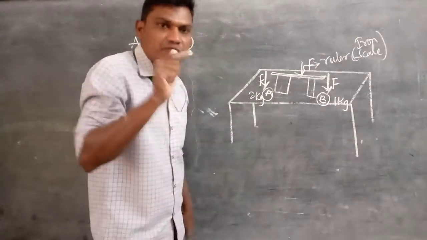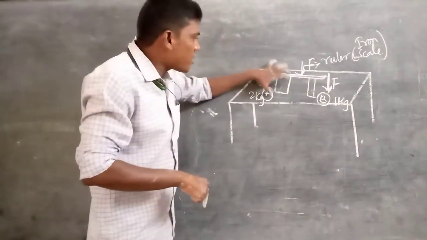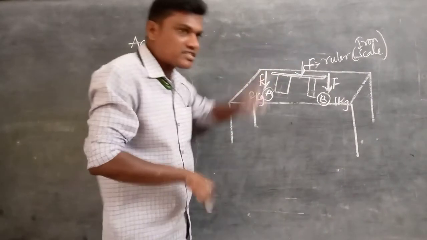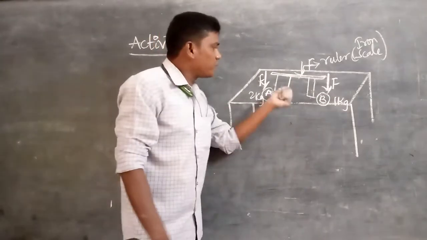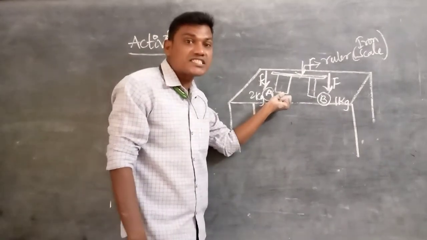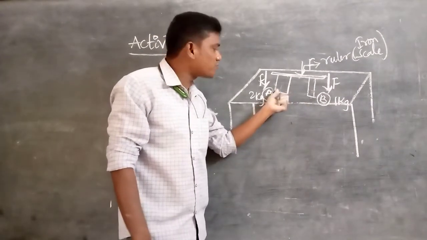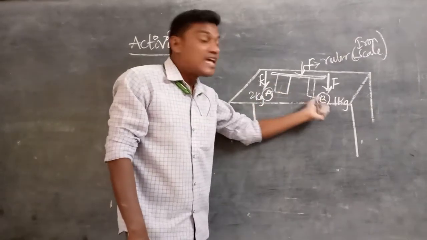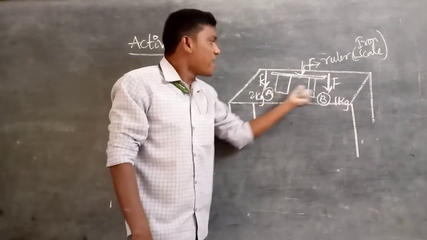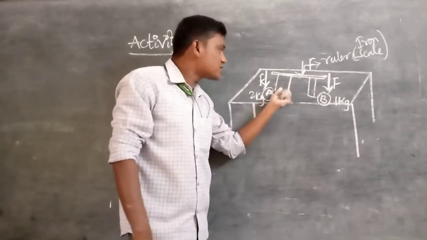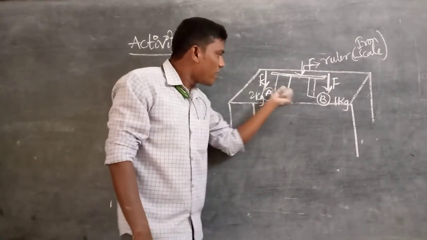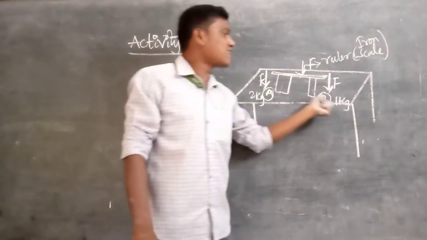Initially, the two bricks are in which position? Rest position. But when you apply the force on the two bricks, what will happen? Which brick offers more resistance? Resistance means opposite force. Which one? A offers more, but B is less. That's why one has more inertia and the other has less inertia. Why is inertia more? It has more mass, and the other has less mass.